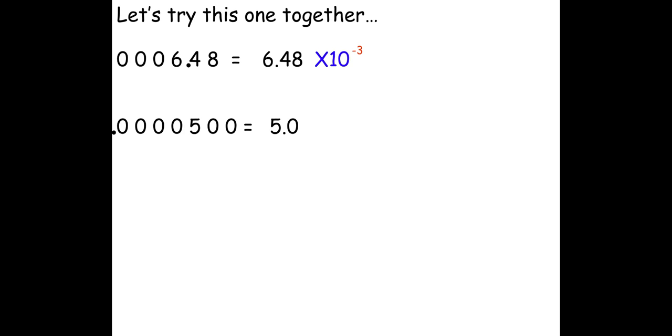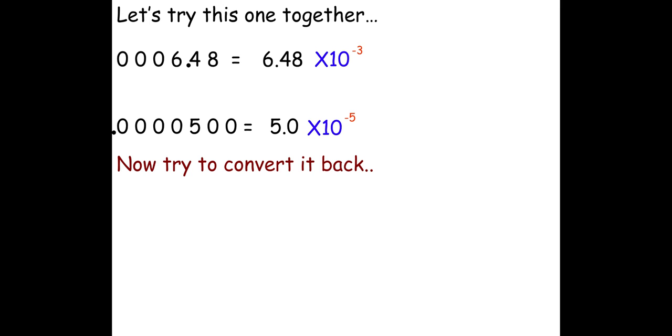So 5.0 again, because if I move my decimal, I'll move that decimal 5 times before I meet a non-zero digit, which is 5. And so that's why in scientific notation, these two numbers are going to be written in these forms. I hope you understand. If not, follow up with me in class with a question.